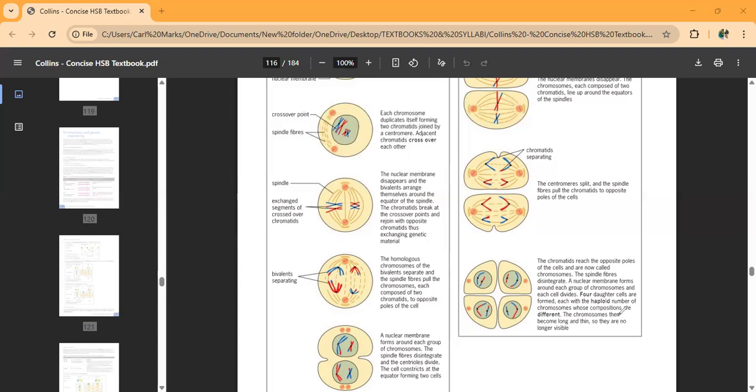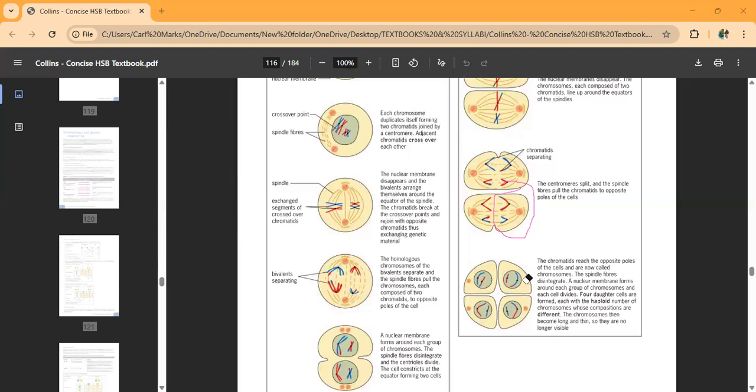So once again, look, the spindle fibers disappear. You have back the nuclear membrane. These get tiny now. You have chromatin fibers, and we say they have a haploid number of chromosomes, which simply means they have half the number of chromosomes as the parent cell. And that's basically the ending of meiosis.